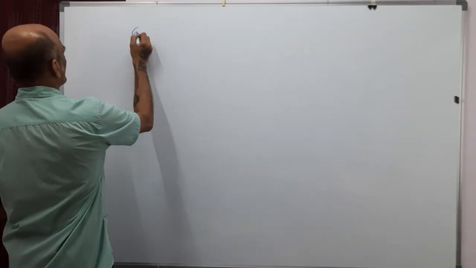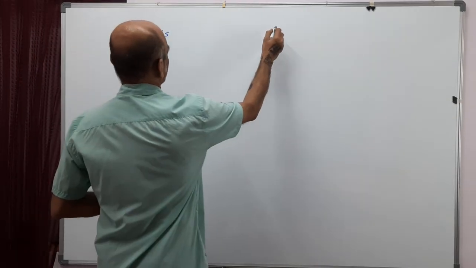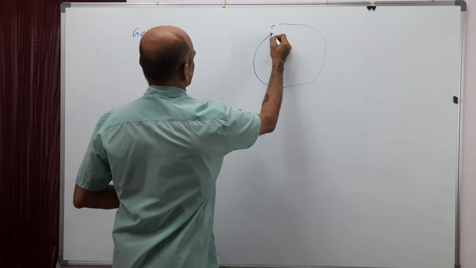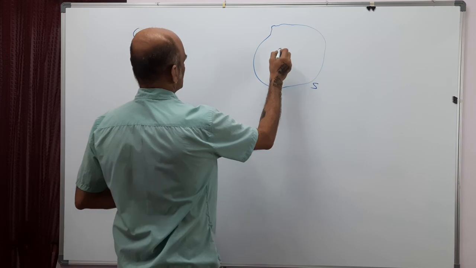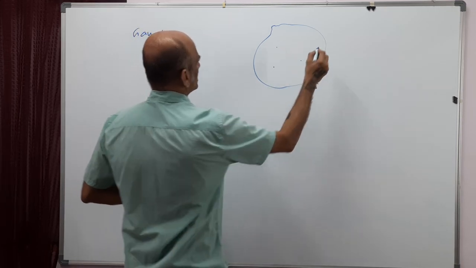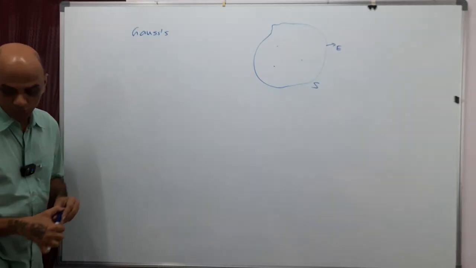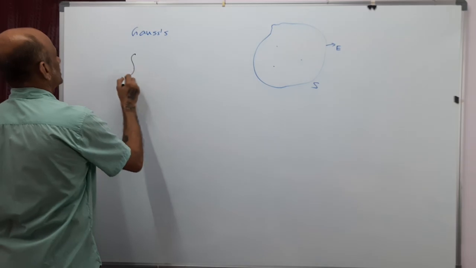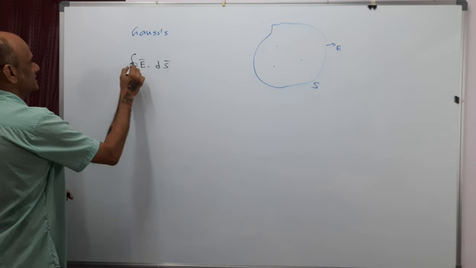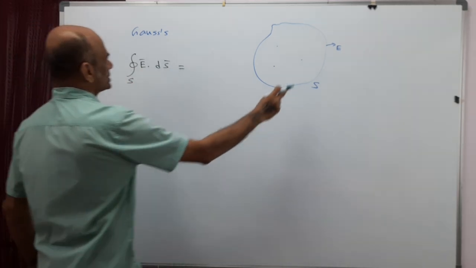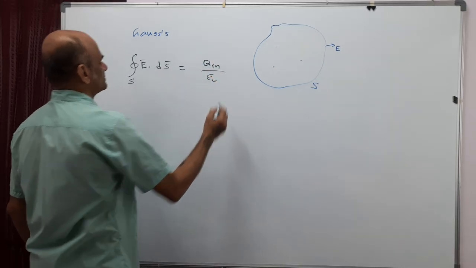Gauss law relates the electric flux coming out of a closed surface. This is a closed surface, and there can be some charge inside. The electric field here we see. So the electric flux that's coming out of the closed surface, that is integral E dot ds over the closed surface, is related to the total charge which is present inside. That's Q_in by epsilon naught.